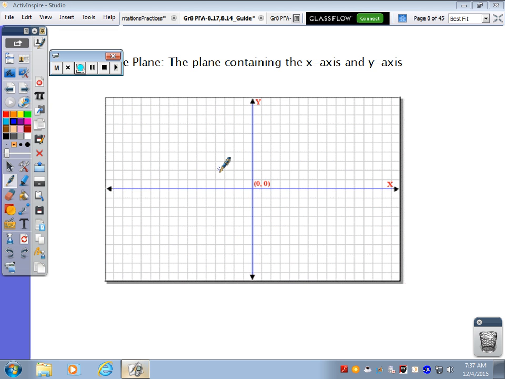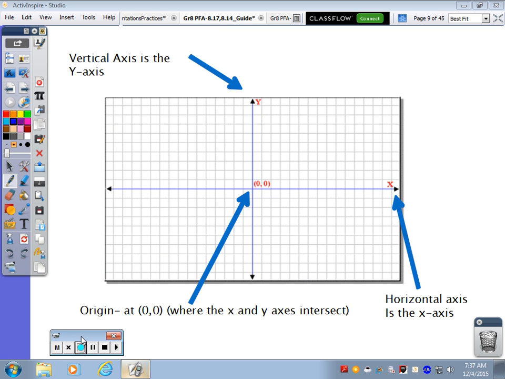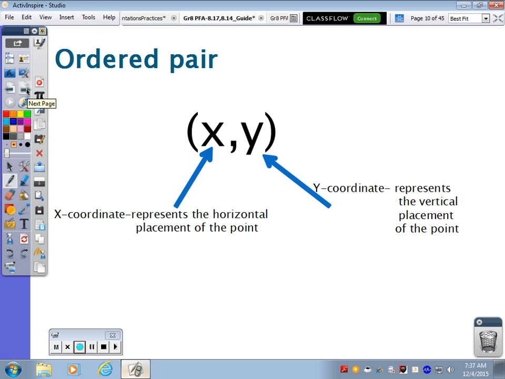Okay, today's lesson is on the coordinate plane. This is something that should be pretty familiar to you, as you had it last year. So here we have the vertical axis, which is the y-axis, and the x-axis, which is the horizontal axis. 0, 0 has a special name. It is the origin. Okay, when you have an ordered pair, it's always the x-coordinate first and then the y. The x-coordinate represents the horizontal placement of the point, and the y represents the vertical placement of the point.